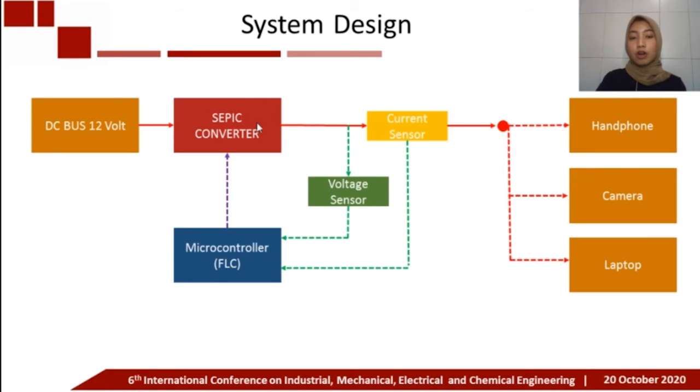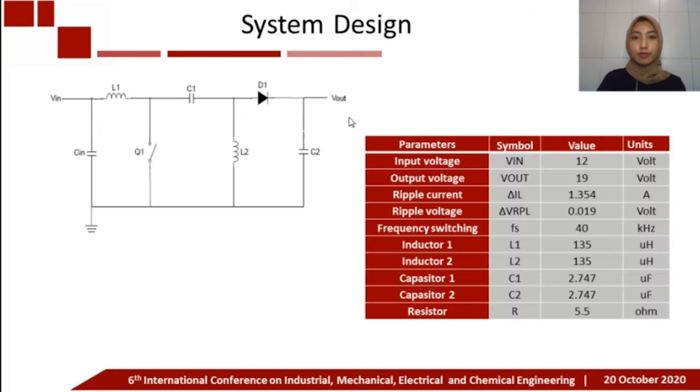To keep the output of the SEPIC converter stable, we use a fuzzy logic controller. So the fuzzy logic controller will keep the output of the SEPIC converter stable according to the set point for each DC load. And next, this is the system design of the SEPIC converter. Then this is the parameter we use in this research for the SEPIC converter.